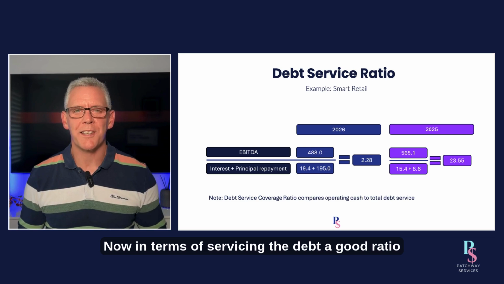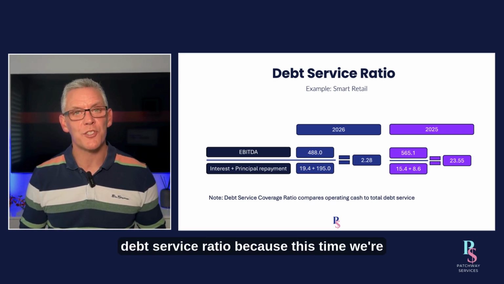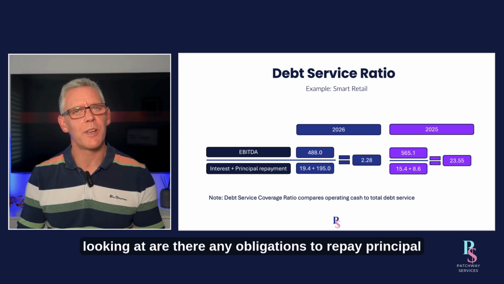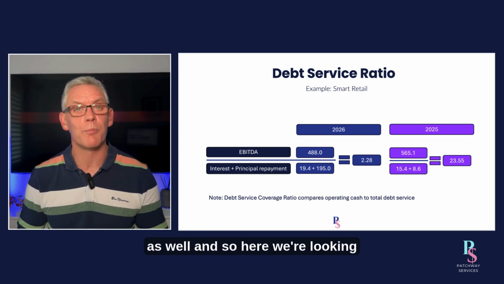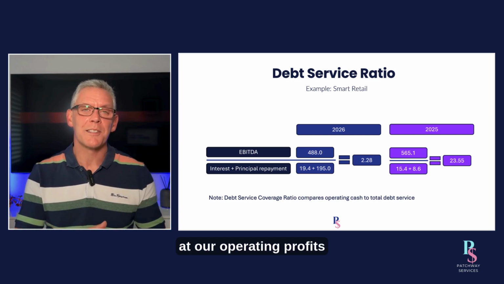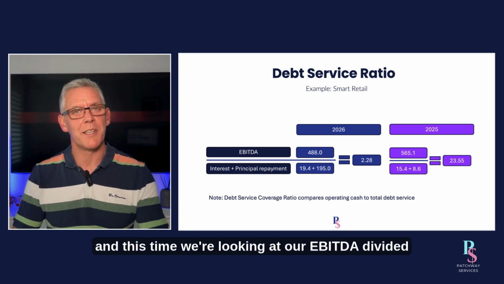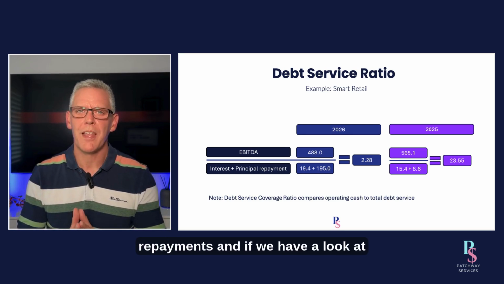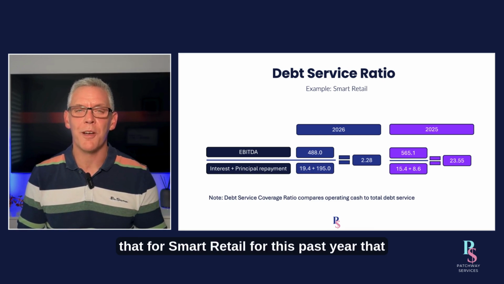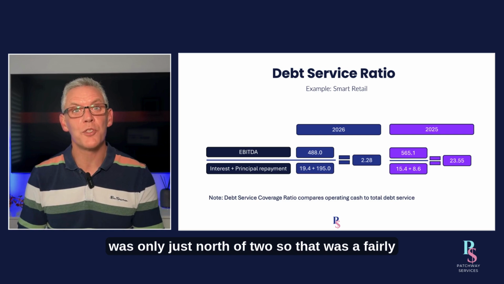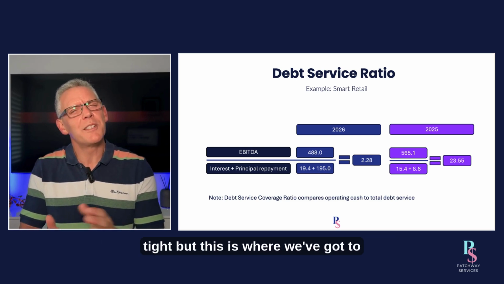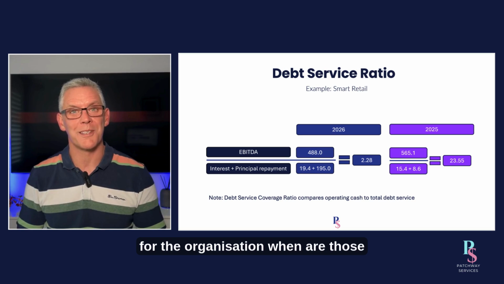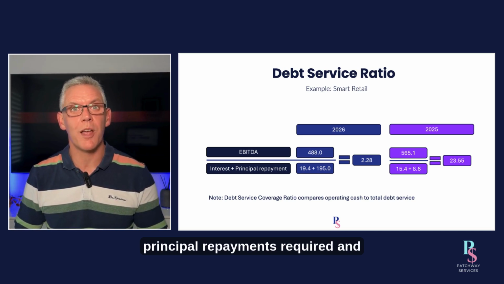Now, in terms of servicing the debt, a good ratio to look at is the debt service ratio, because this time we're not just taking into account the interest payments, we're also looking at whether there are any obligations to repay principal as well. So here we're looking at our operating profits, and this time we're looking at our EBITDA, divided by the interest and principal repayments. If we have a look at that for Smart Retail for this past year, that was only just north of 2. So that was fairly tight. But this is where we've got to understand how the borrowing is structured for the organization, and when those principal repayments are required.